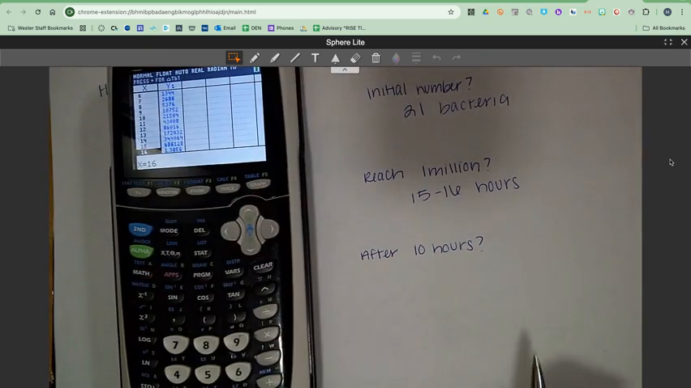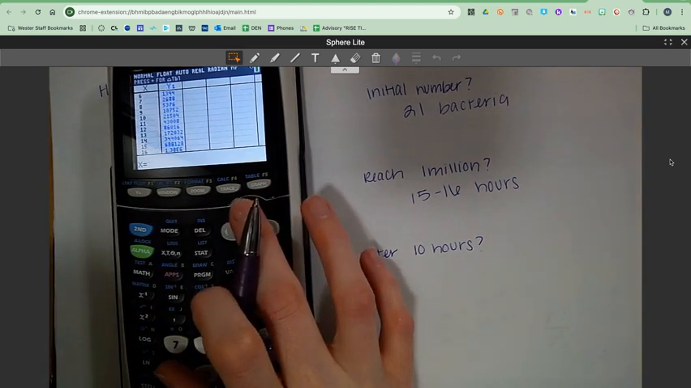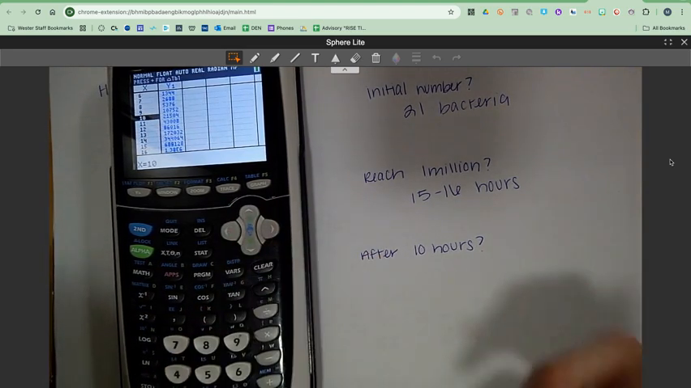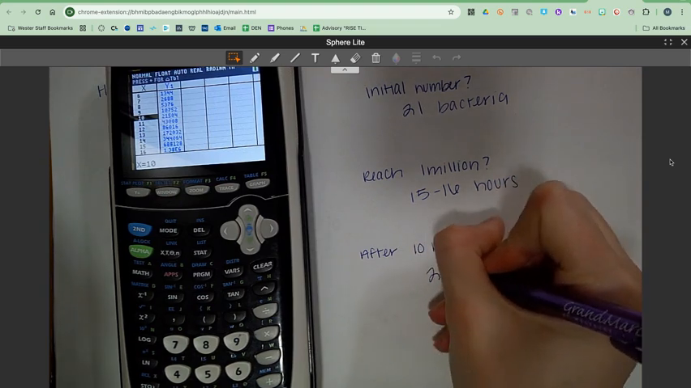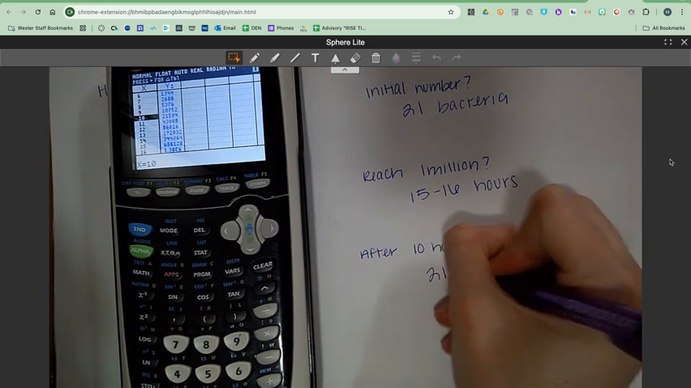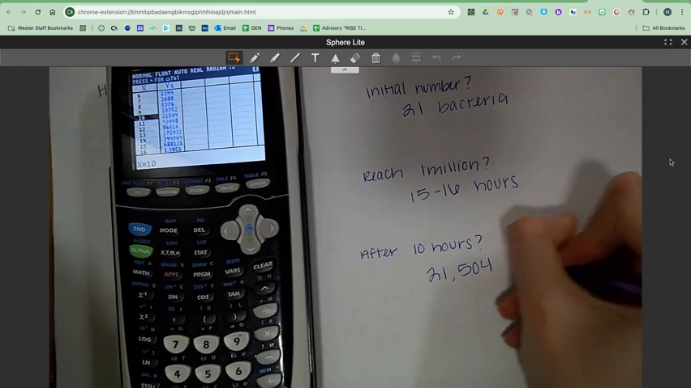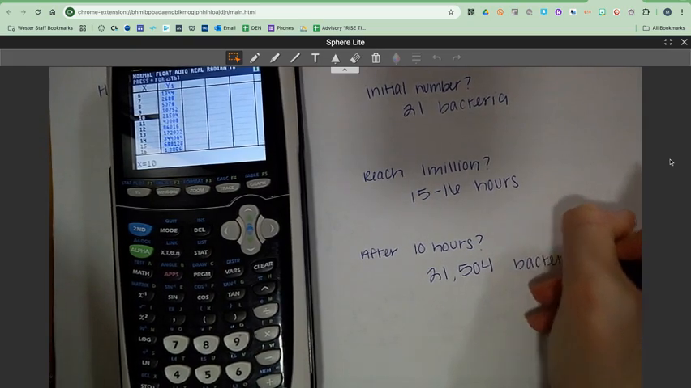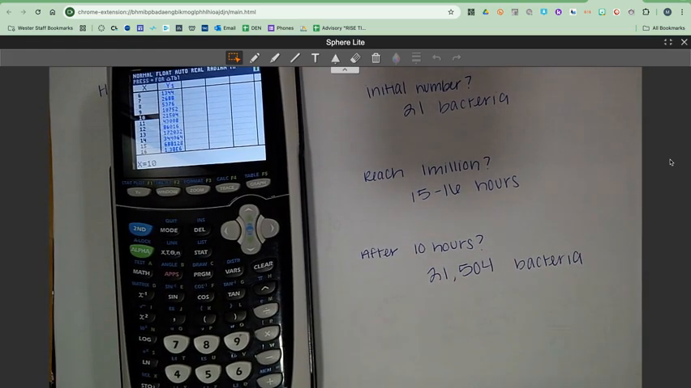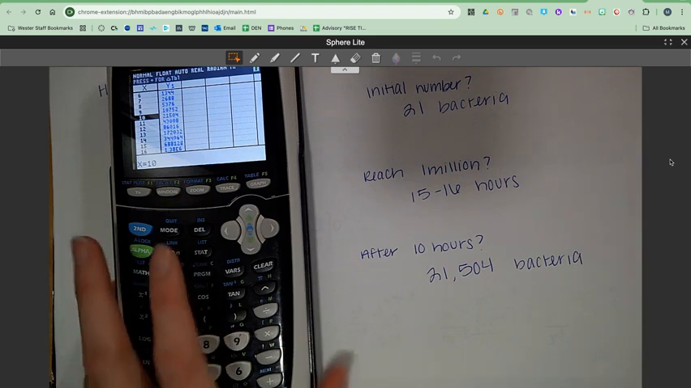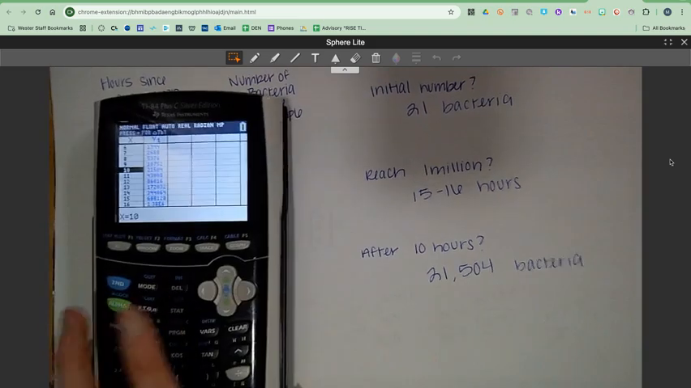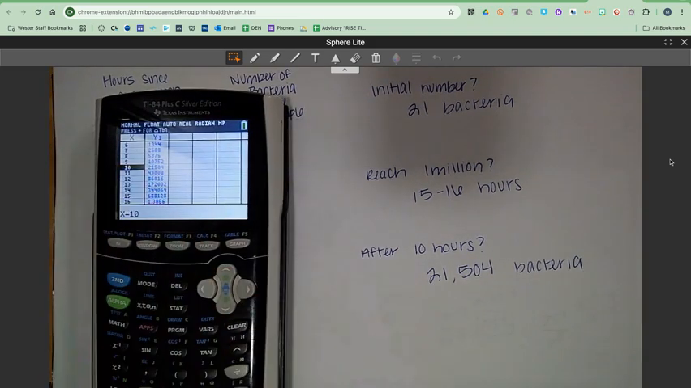Now, then it asks me how many bacteria after 10 hours, so I can just go ahead and find X for 10 in our table, and we're going to get 21,504 bacteria after 10 hours. One of the hardest parts about exponential regression is more interpreting it and whether I gave you an X value or a Y value. So you can always come up with your equation, then you can plug it in Y equals to be able to answer some of the questions about it.